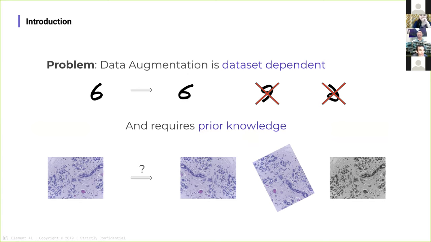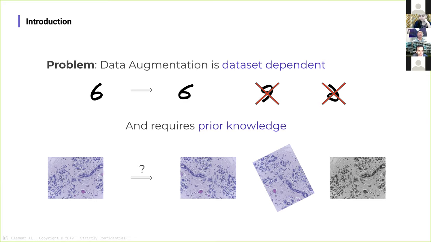Like for the cats, we could see that if we apply rotations or flips or minor color transformation, the cats remain cats. But here, if you take, for example, some numbers like the 6, if we apply a minor rotation, then the 6 is still a 6. But if we rotate a bit too much, then it becomes a 9. And this can confuse the classifier.